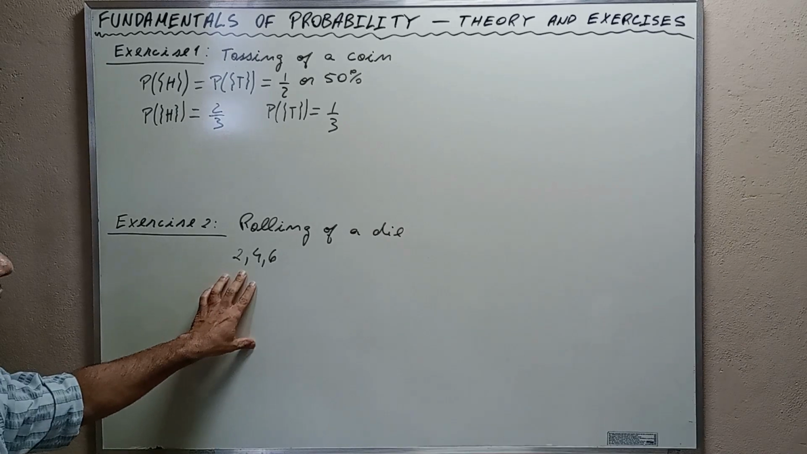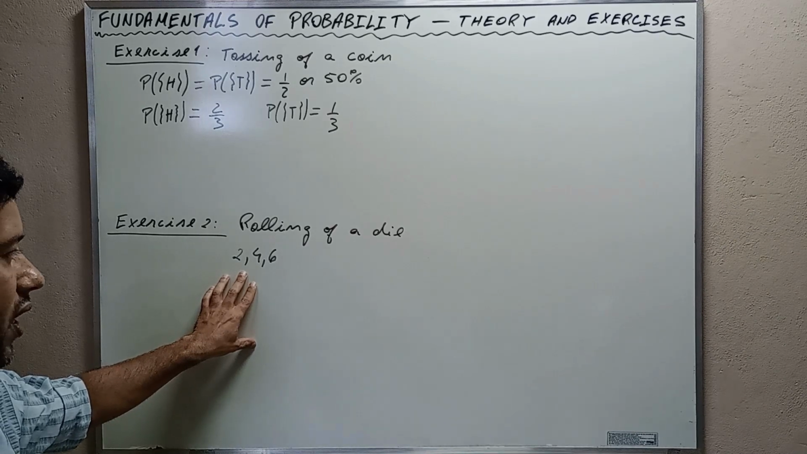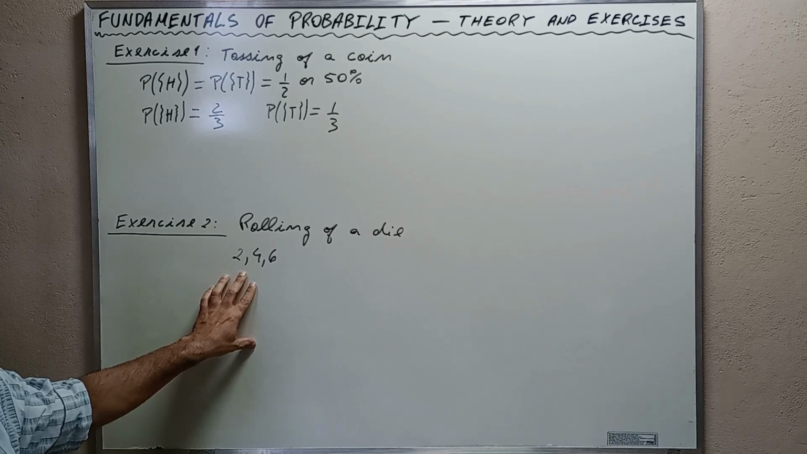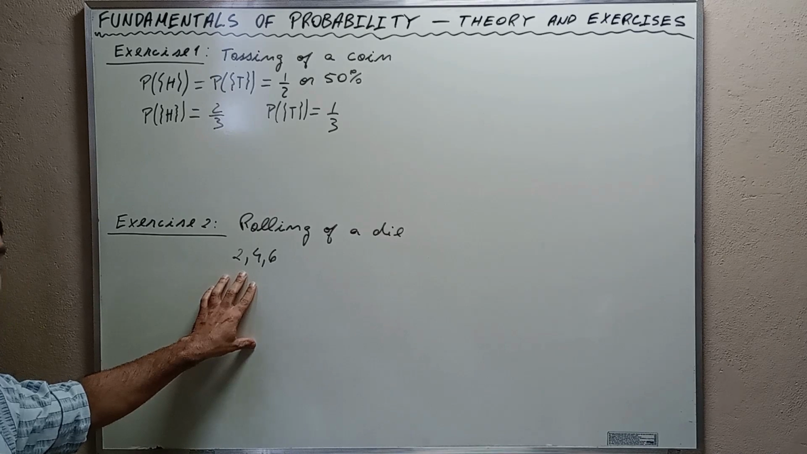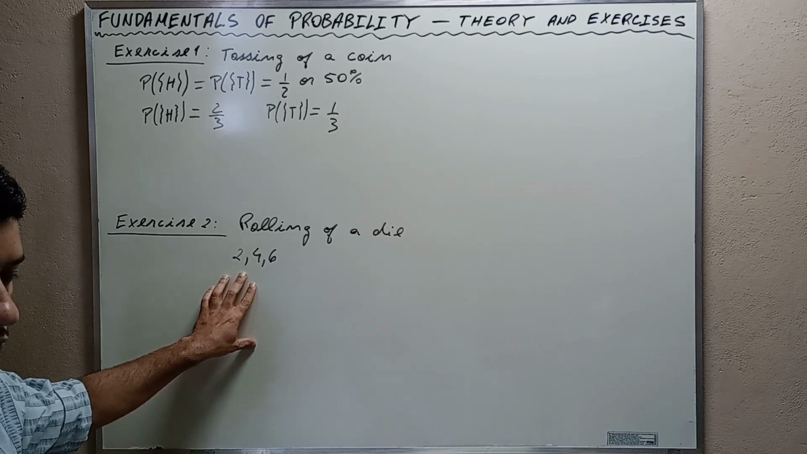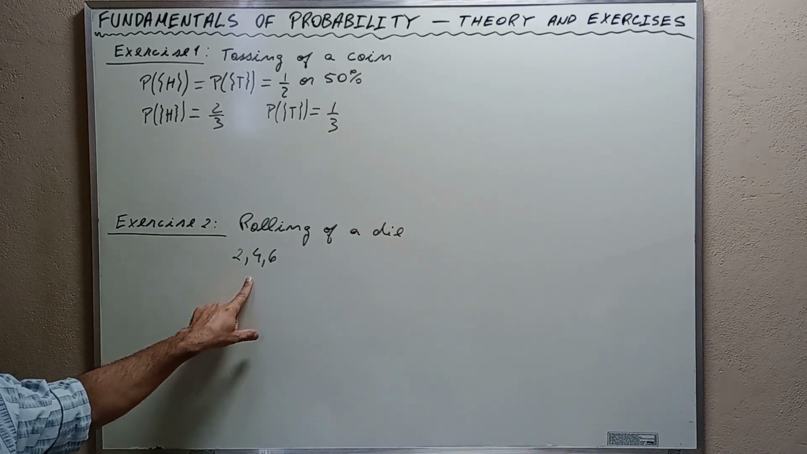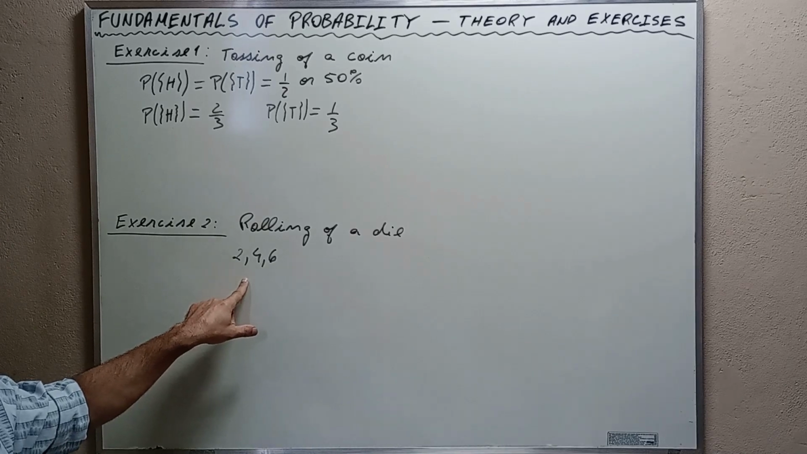This is the event of interest. This is not the sample space. The sample space is comprised of all possible outcomes, all possibilities. That is 1, 2, 3, 4, 5, and 6. But we do not want the entire sample space. We want this event, even number.